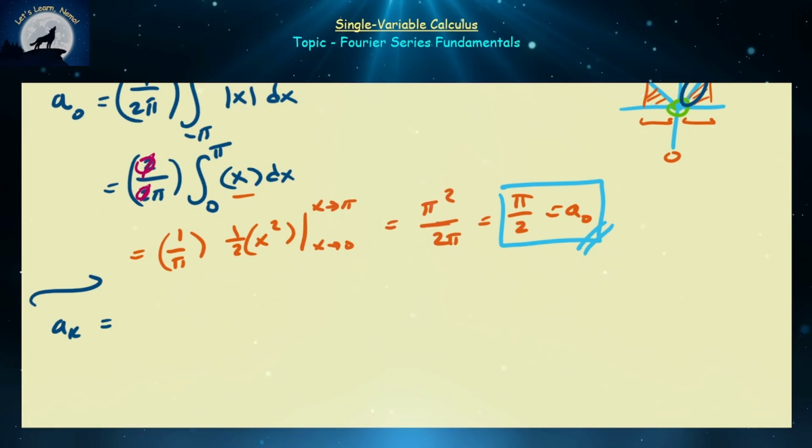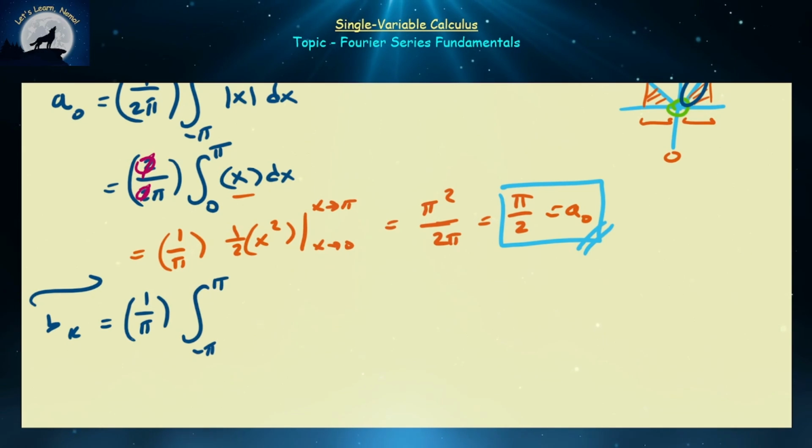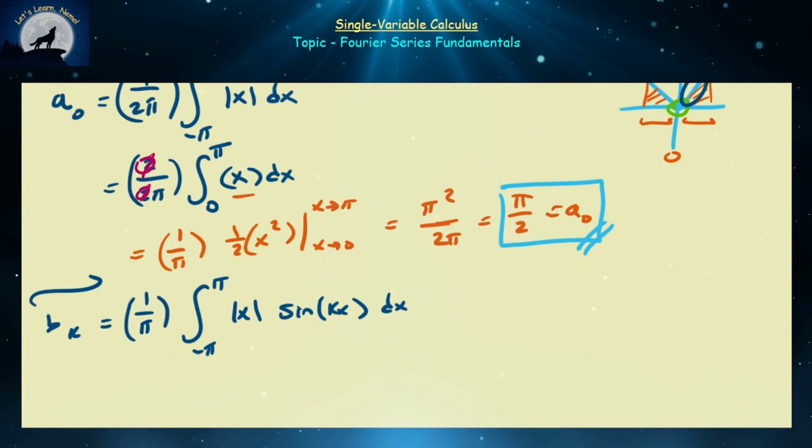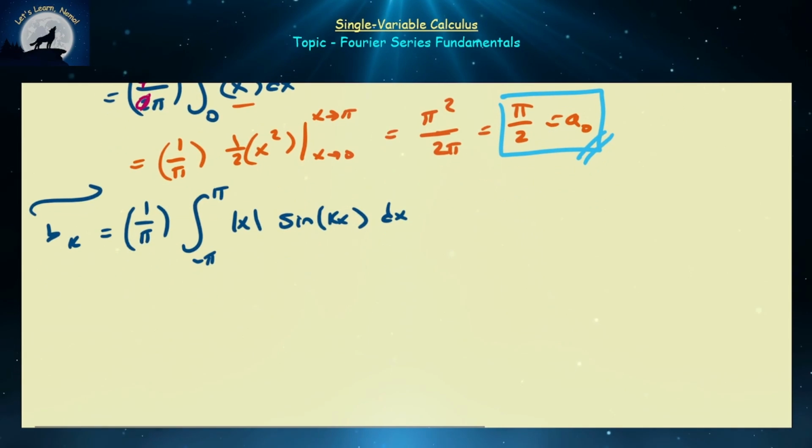So the general form for ak for k bigger than or equal to 1 is going to be equal to, actually, let's do bk first. So bk will be equal to 1 over pi times the integral from minus pi to pi of our function, absolute value of x, times the sine of kx. Remember, ak is for cosine, bk is for sine. Now you might be thinking, why would I want to find bk first?